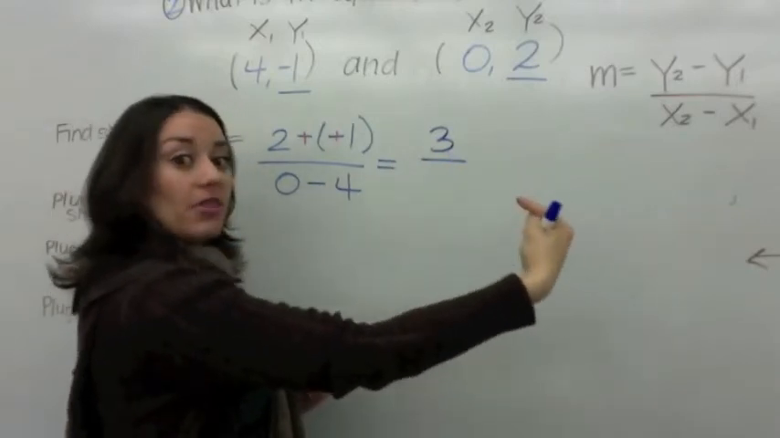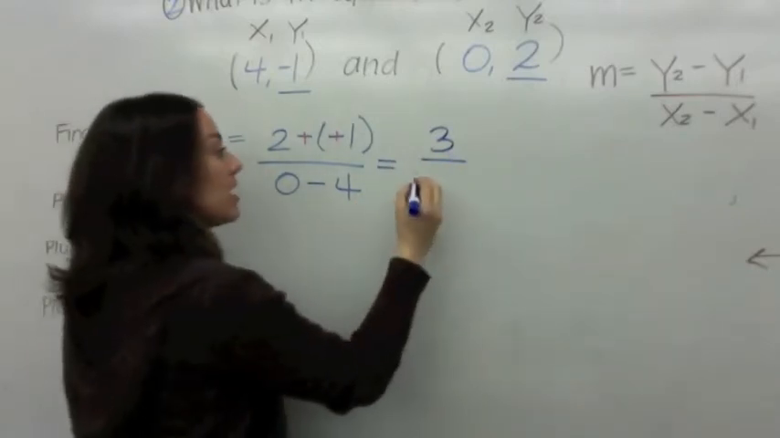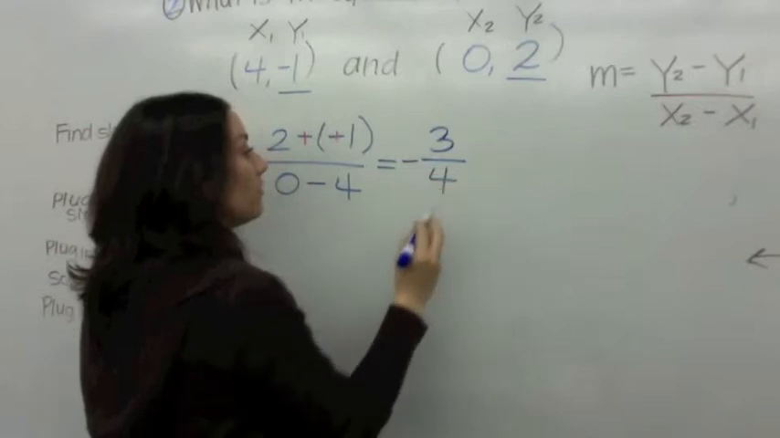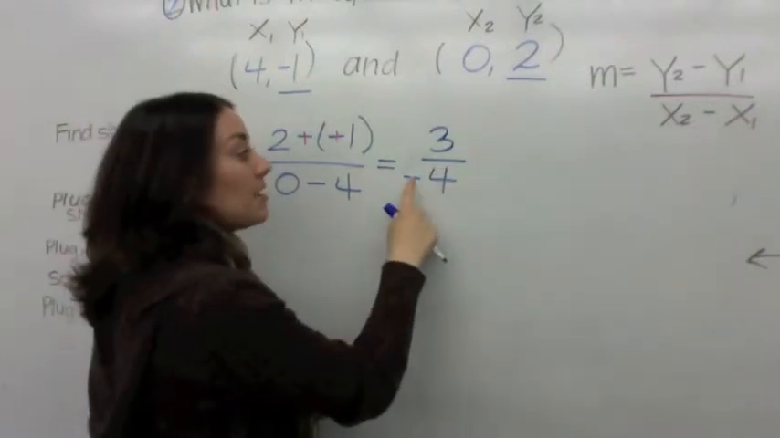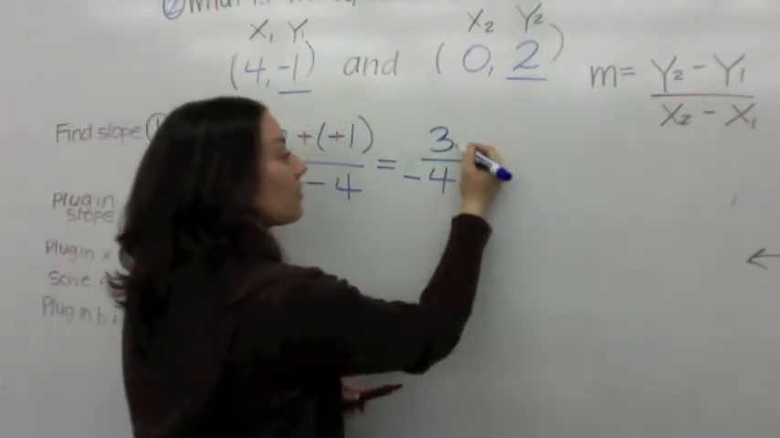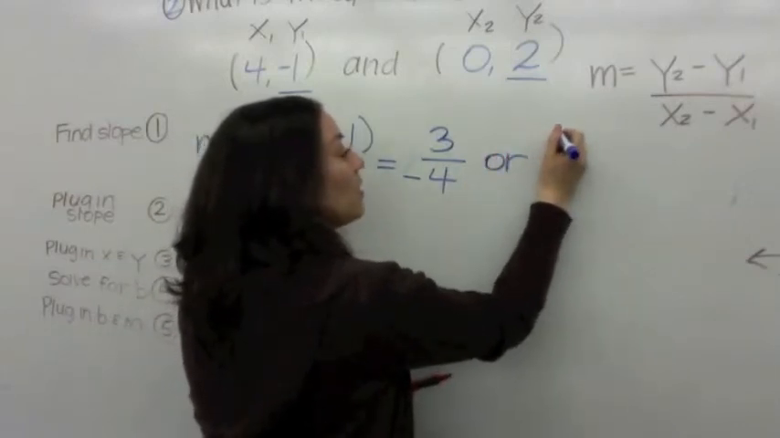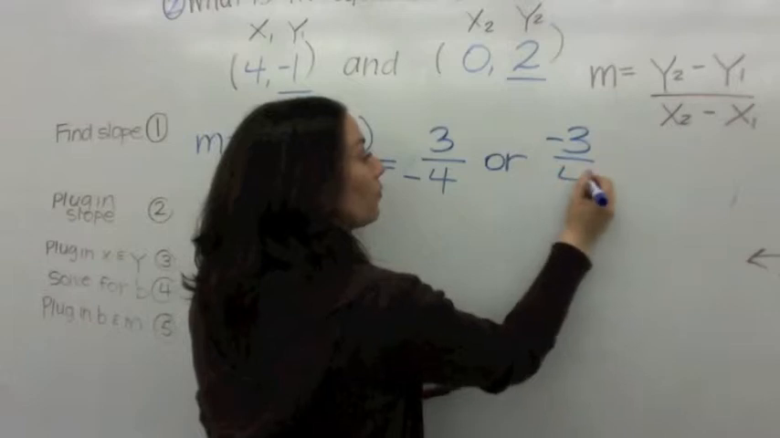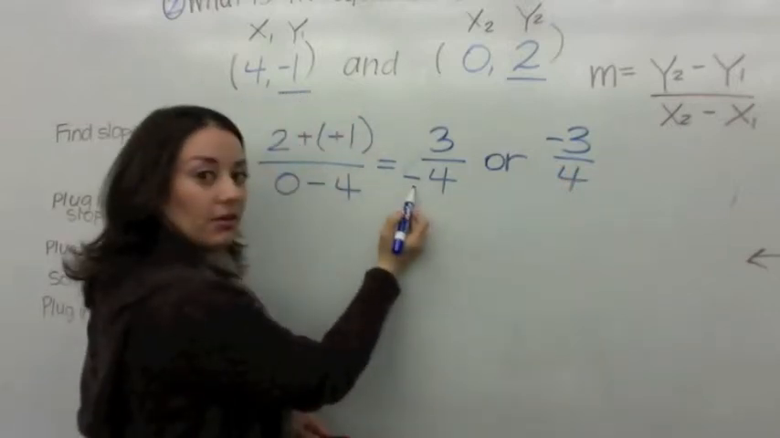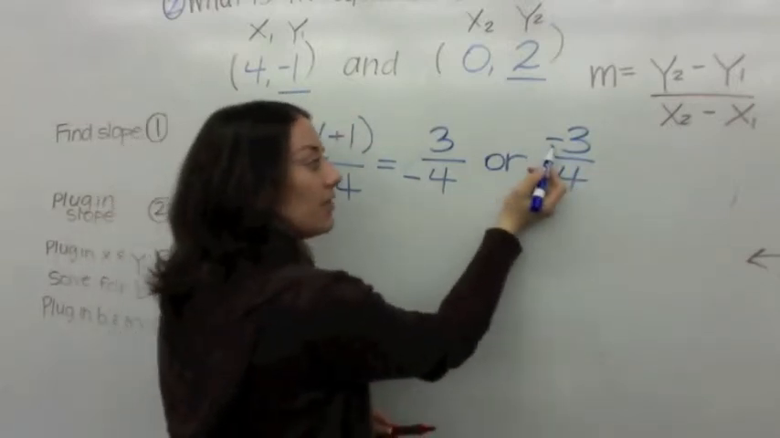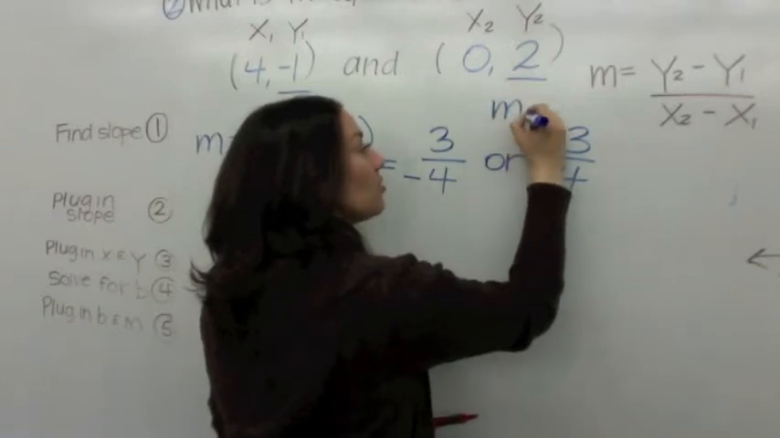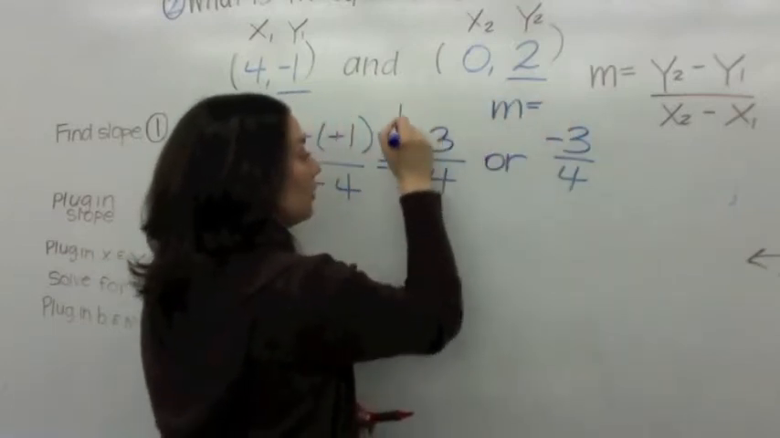You're at 0, you go in the negative direction 4. So you're at negative 4. Very good. So 4 is at the bottom. Now because this is slope, you could have 3 over negative 4 or negative 3 over 4. Is there one negative here? Yes. Is there one negative here? Yes. So these are your two options for slope.